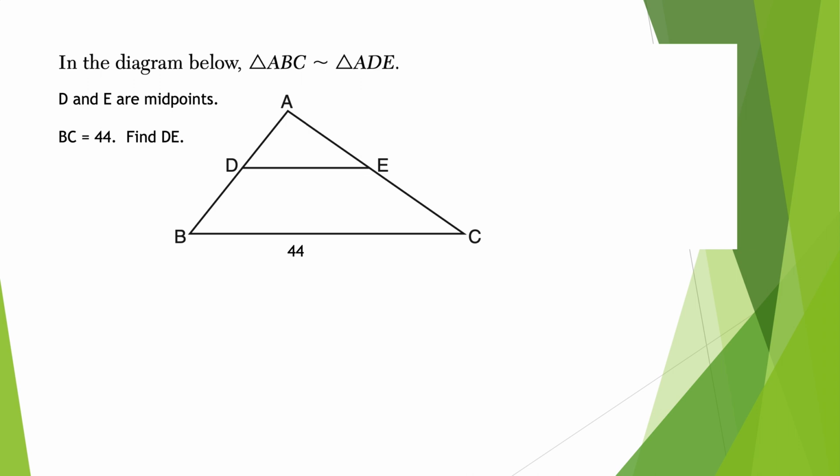Here we go. Key part here: D and E are midpoints. Remember what we learned about midpoints: if you join the midpoints of two segments of a triangle, you create a segment that's parallel to the third side and half as long. So that's 22.